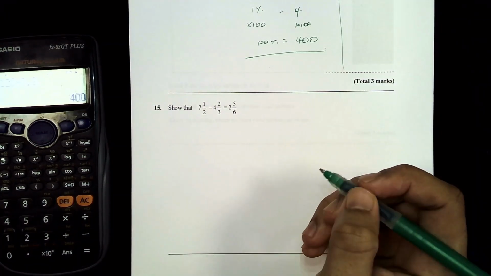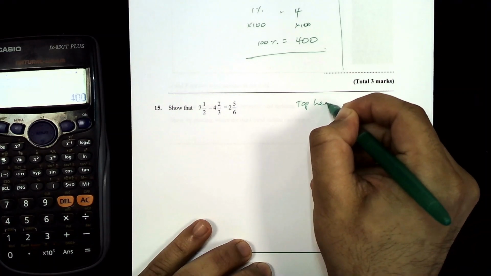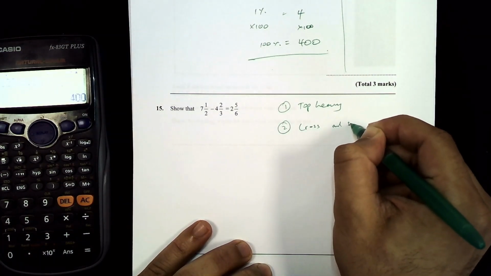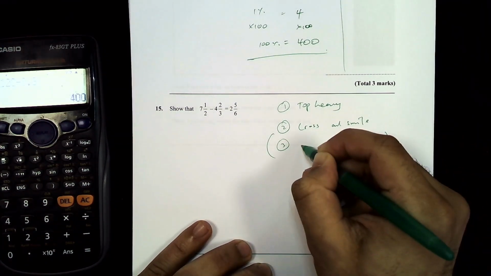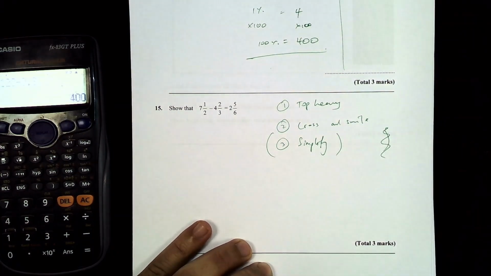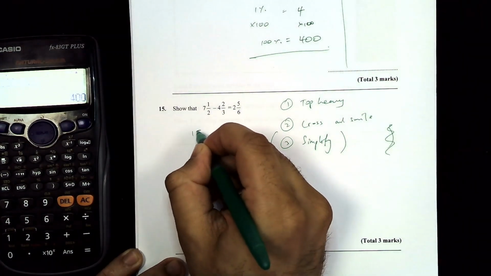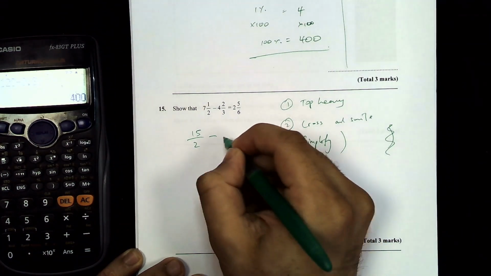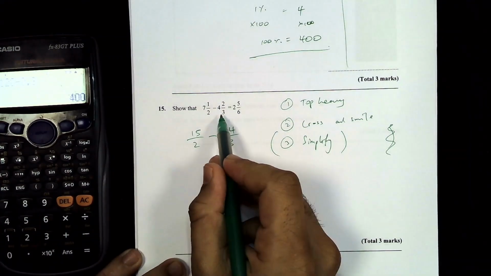So this is subtracting fractions. First step, top heavy. Second step, cross and smile. Third step, and I'll put this one in brackets because you don't always have to do this, simplify, because sometimes you can't simplify. Alright then, so step 1, make it top heavy. 7 times 2 is 14, 14 plus 1 is 15, 15 over 2. Next one, 4 times 3 is 12, 12 add 2 is 14, 14 over 3. So I've just made that and that top heavy.